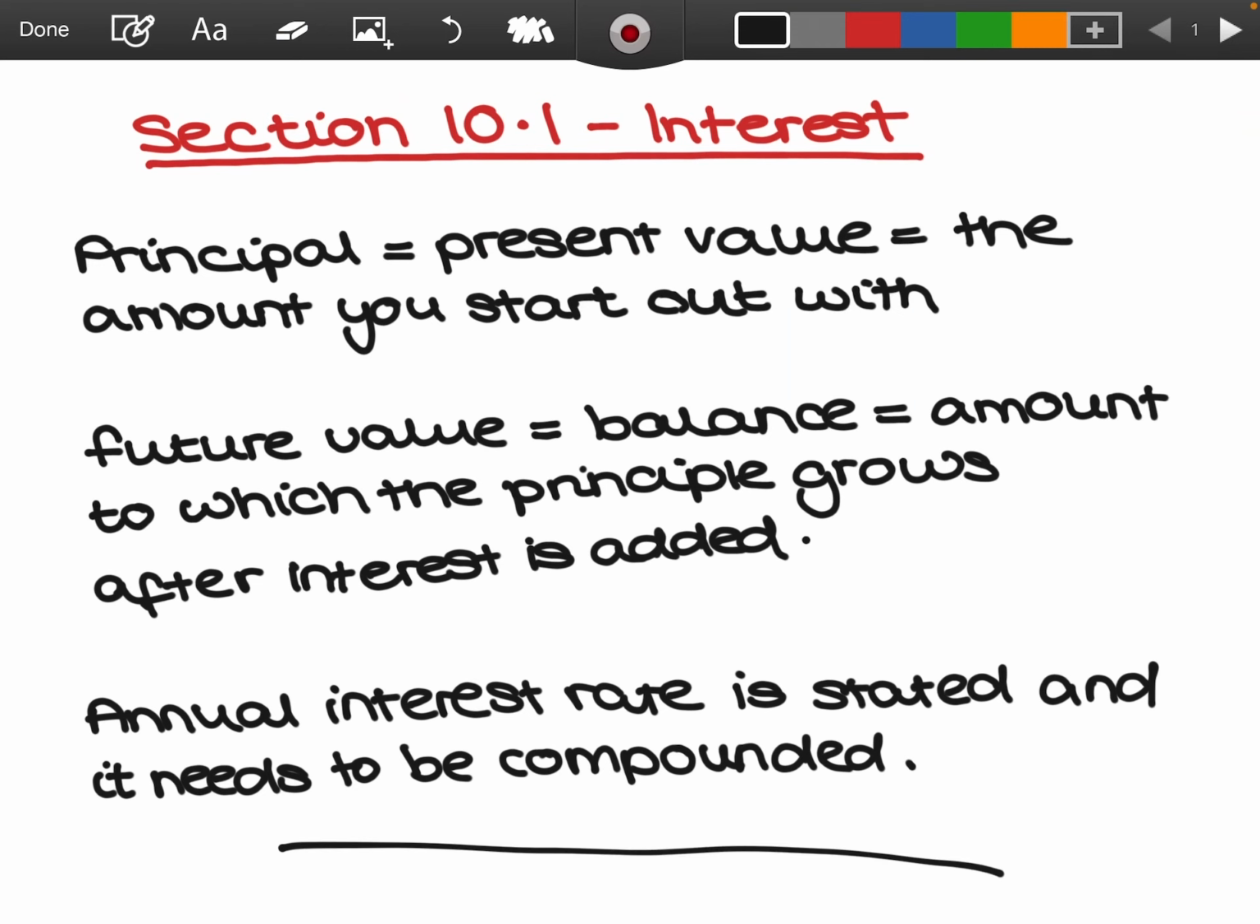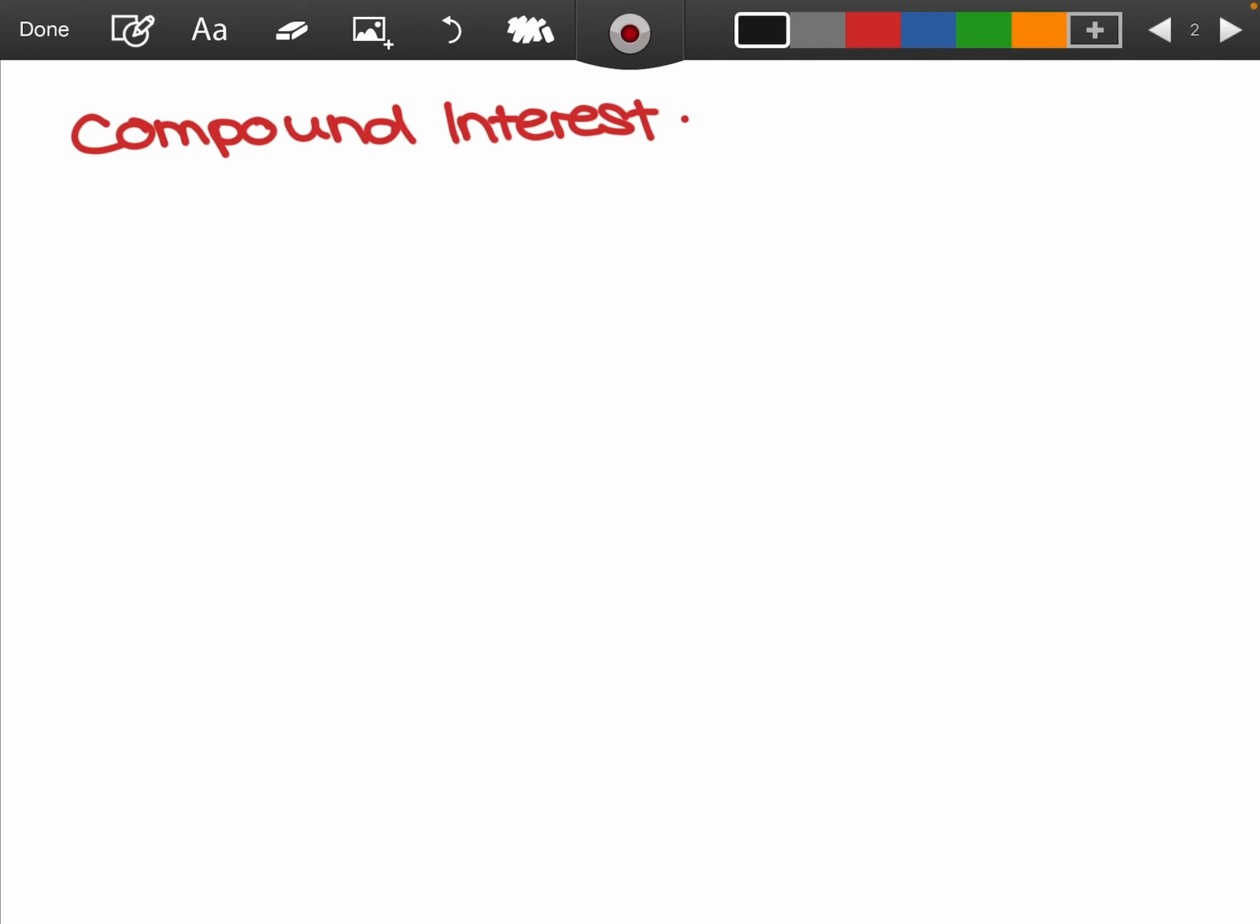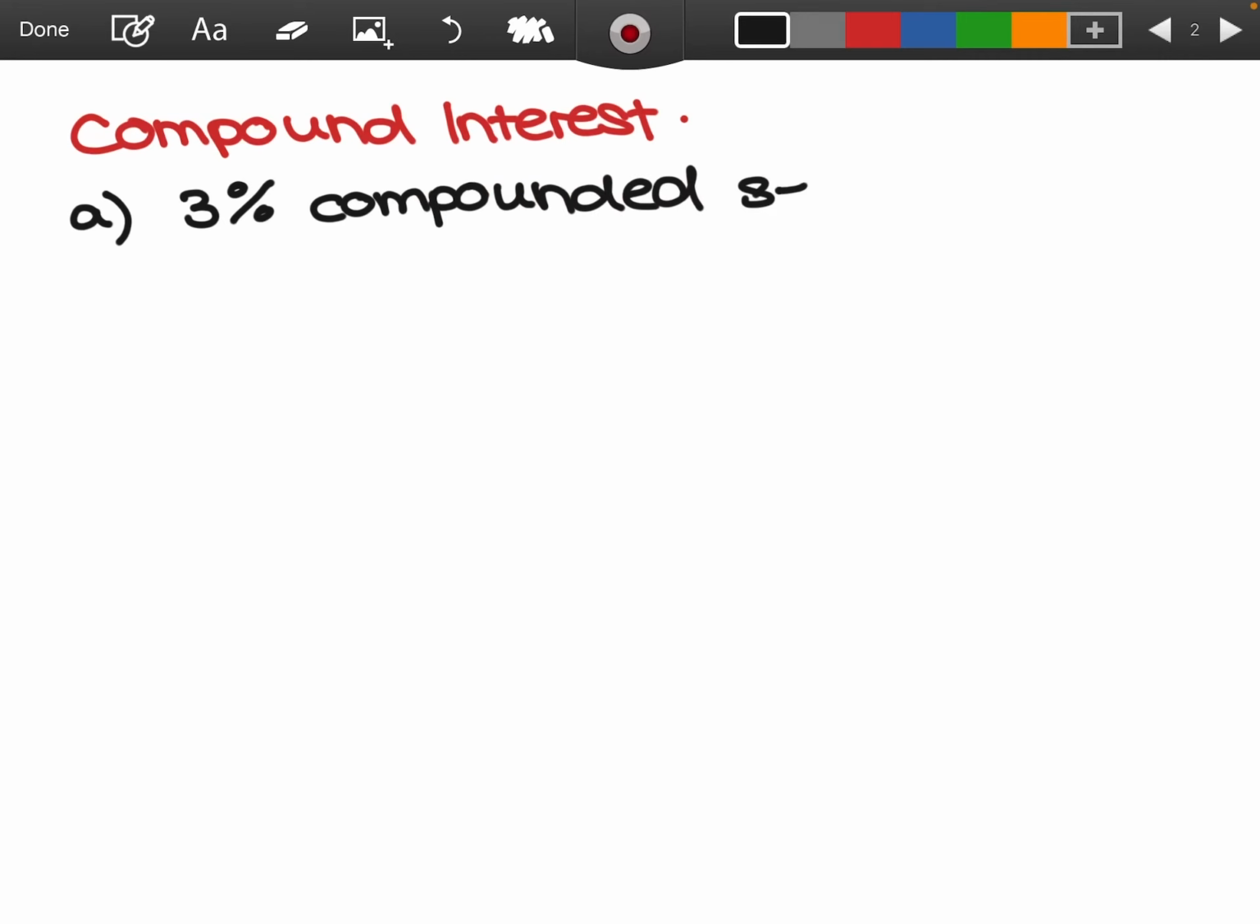When we are given that annual interest rate, like I said, you are always given the interest rate as the annual interest rate, but it's going to be compounded at different periods depending on whatever the problem is. So you then have to figure out how much interest is accrued per period, not just with this annual rate that is given. So let's do this example. If I have 3% compounded semi-annually.